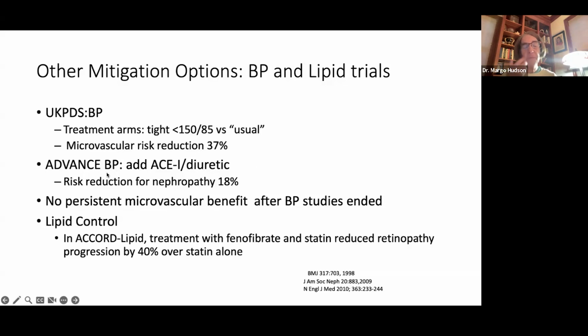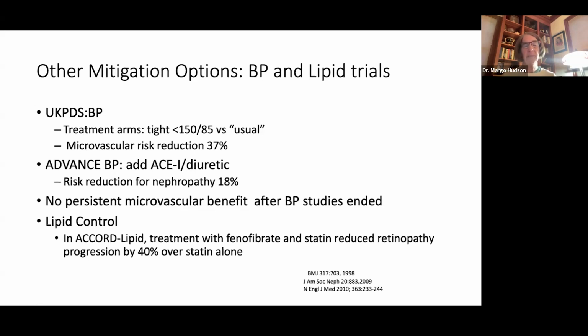In the ADVANCE trial, some of you may have heard of that, another type 2 trial, this was done with patients who had had longer duration of illness. There was risk reduction for nephropathy of 18%. And what's really interesting is there's no persistent microvascular benefit after the blood pressure studies ended. So if blood pressures go back up, their risk goes back up. There's no persistence.